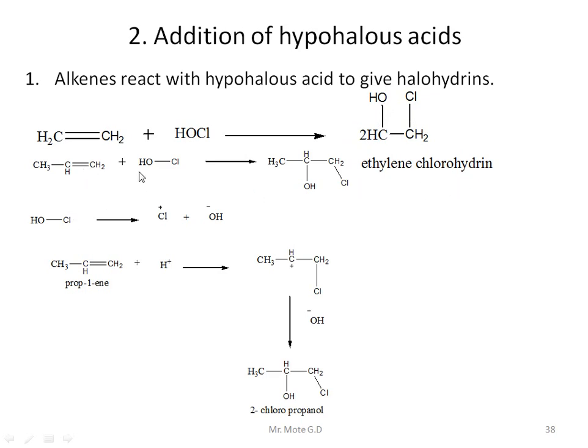Then if you are treating propene, OH goes to the double bonded carbon atom which has fewer hydrogen atoms. Cl, that is the electrophile, goes to the double bonded carbon atom which has the greatest number of hydrogen atoms to form propylene chlorohydrin. Mechanism: ionization of HOCl to form Cl plus and OH minus ion. Initial addition of Cl to form a secondary carbocation and addition of OH to this to form 2-chloropropanol.